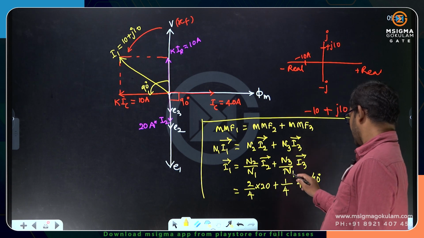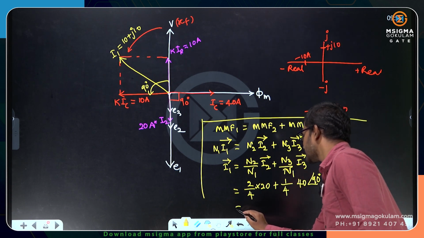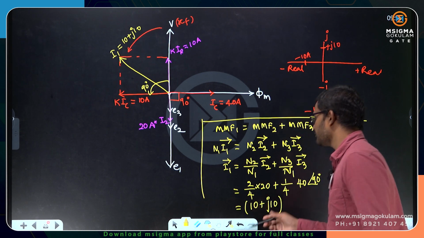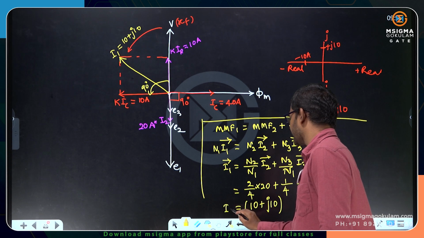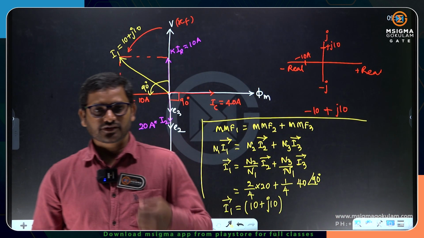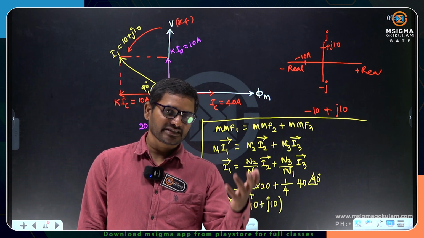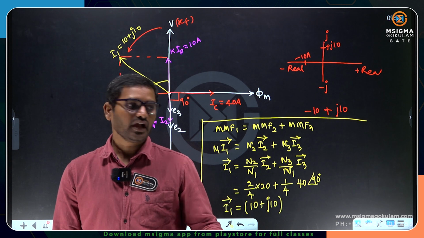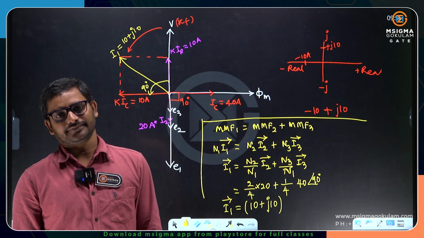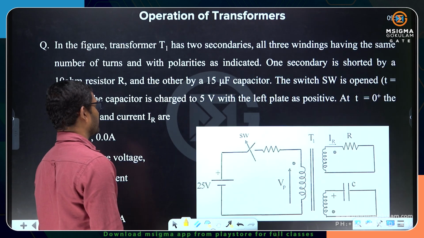It is 10∠45°... 1 by 4 into 40. It is 10 at an angle. What will this be? 10 plus j10. Simple, na? So your I1 phasor is 10 plus j10. You can do it with the phasor diagram, with the transformer operation analysis, that is I1' is equal to K times I2, or simply with the MMF (magnetomotive force) balance equation. Okay, so that's what I wanted to say about the previous question.